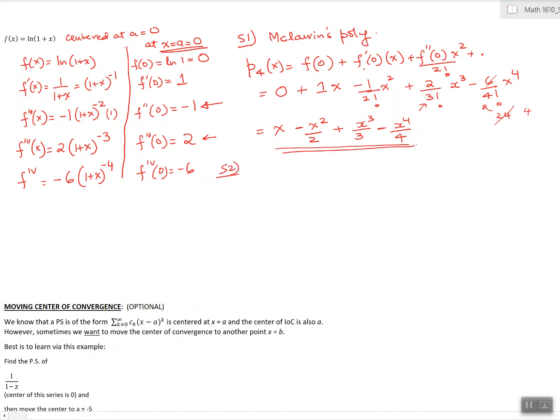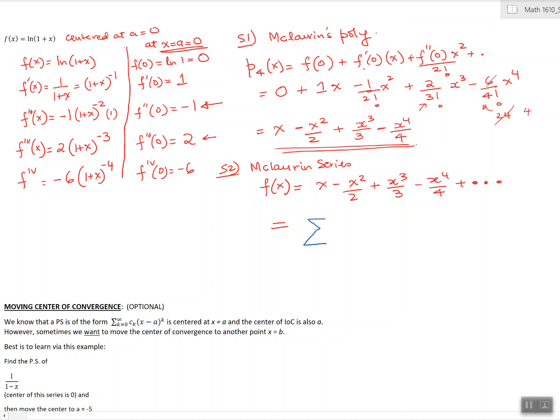So the second step is to write the series. So the Maclaurin series f of x would be equal to x minus x squared over 2 plus x cube over 3 minus x to the 4 over 4 plus dot dot dot. And now I have to write it as a power series. So let's see.